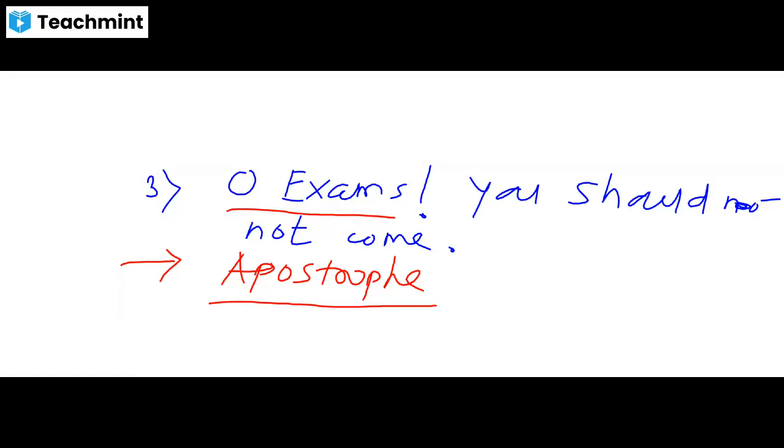O friend, O death, O liberty, O judgment. When we address inanimate objects, abstract ideas, or objects, the figure of speech is apostrophe. So in this video I have covered two figures of speech. They are personification and apostrophe. Students, I hope that you understood these figures of speech.